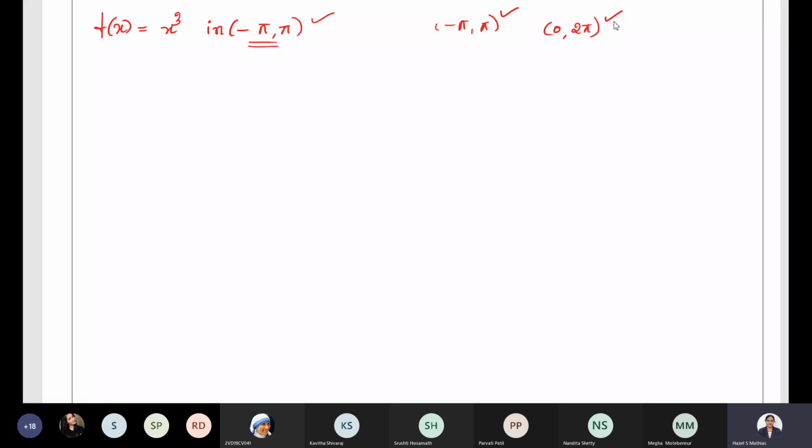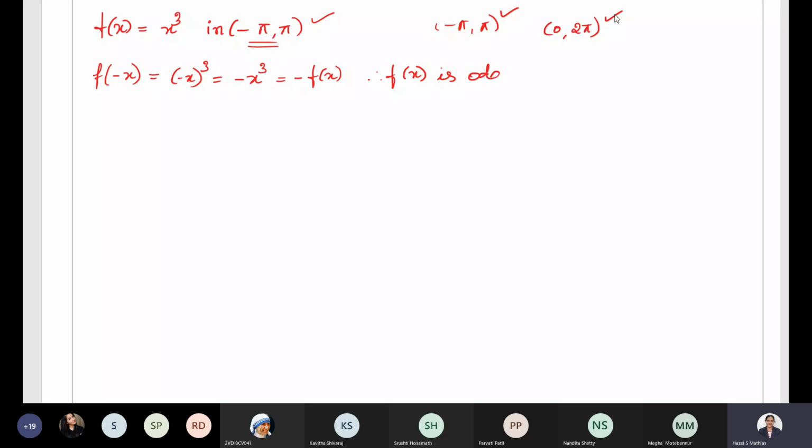Now they have said the interval is minus pi comma pi. In this interval, what do we do? We replace x by minus x, so it will be minus x whole cube. And we know minus x whole cube is minus x cube, which is the negative of the given function. If it is the negative of the given function, we can conclude that the given function is odd. So f of x is odd.